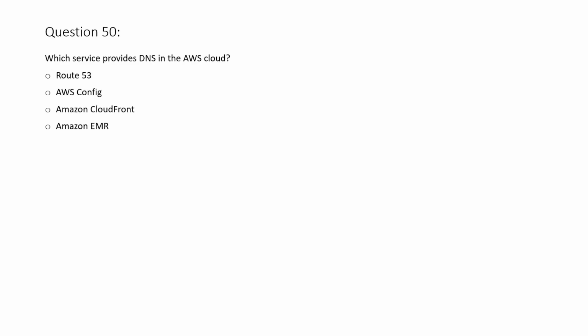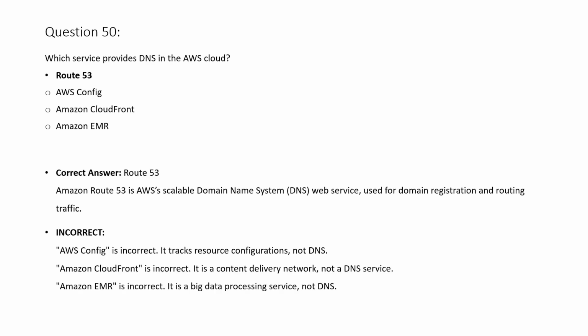Question 50. Which service provides DNS in the AWS cloud? Option A, Route 53. Option B, AWS Config. Option C, Amazon CloudFront. Option D, Amazon EMR. So the correct answer is Route 53.